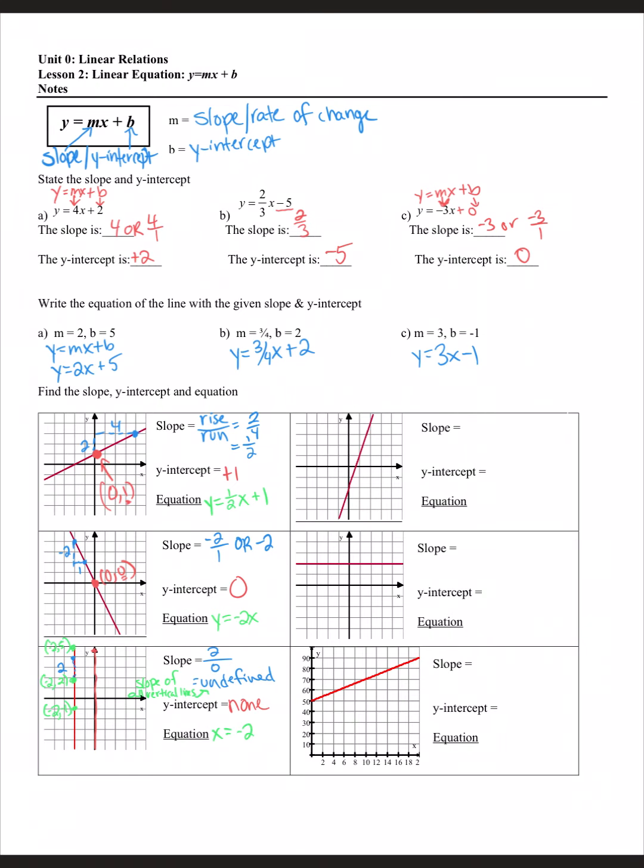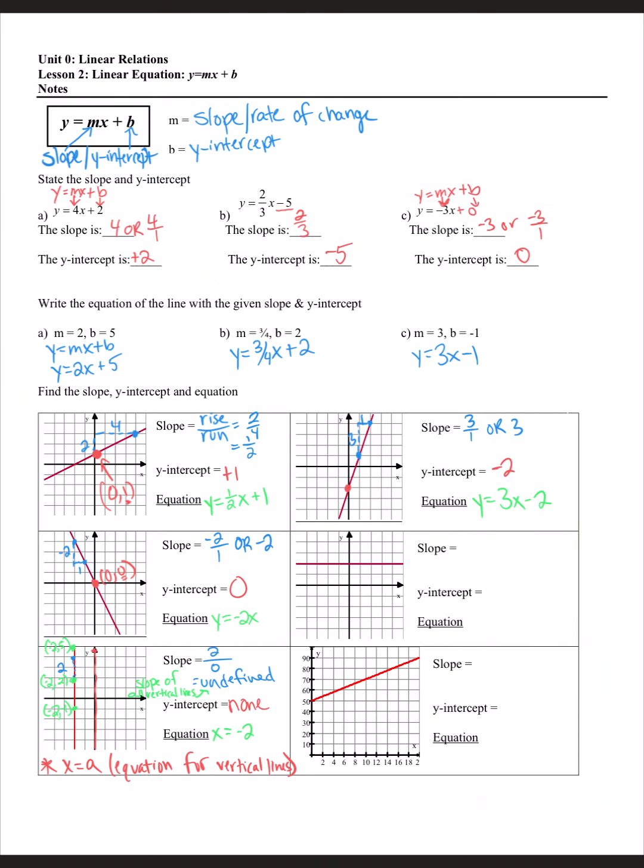Okay, so just to make a note here, x equals some value, we'll call it a, is the equation for vertical lines. It's a special case of lines. Okay. Pause the video and give the next one a try. See if you can determine the slope, the y-intercept, and the equation.